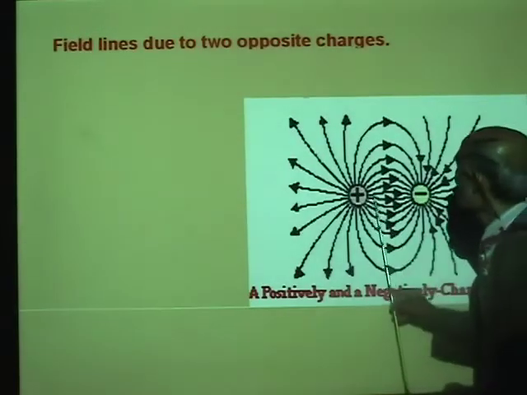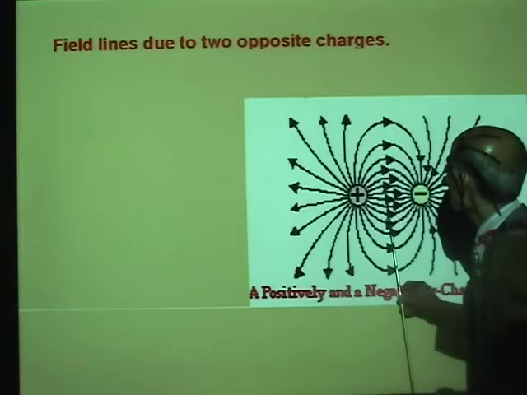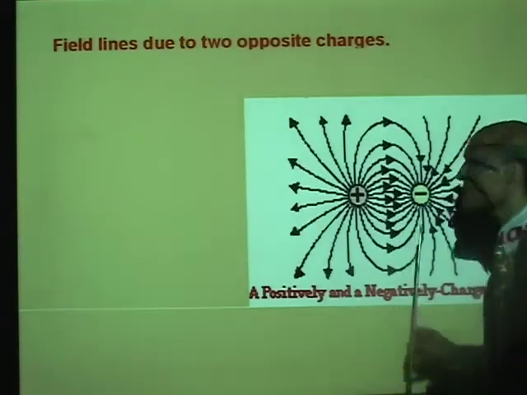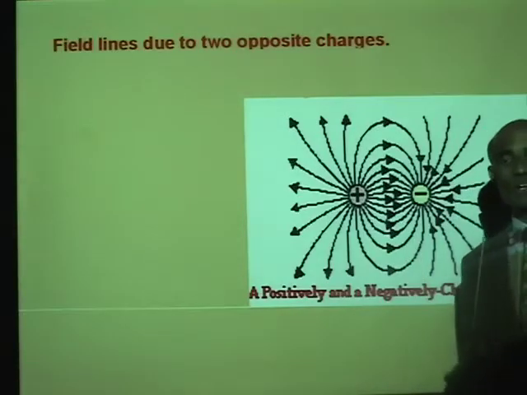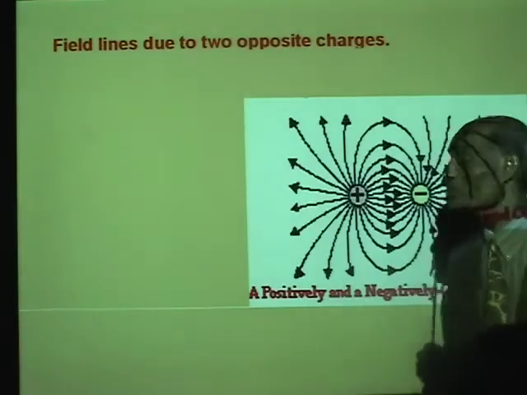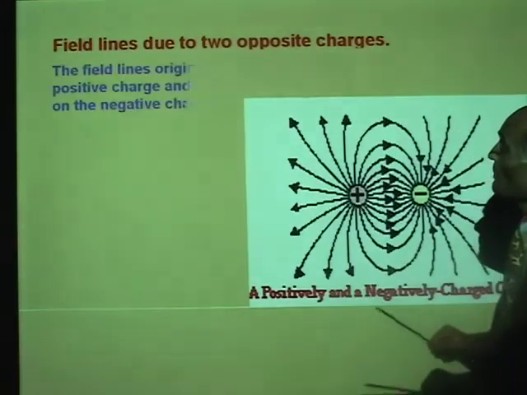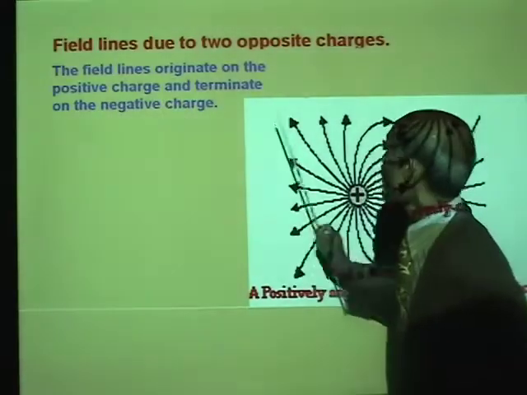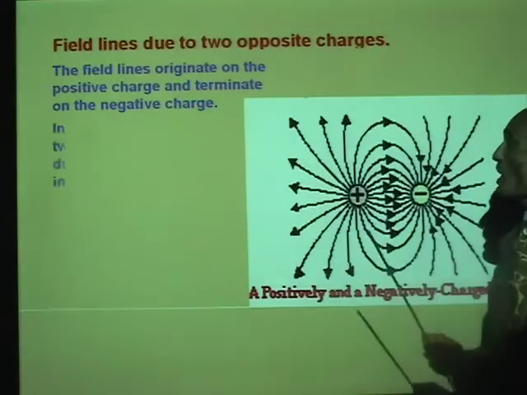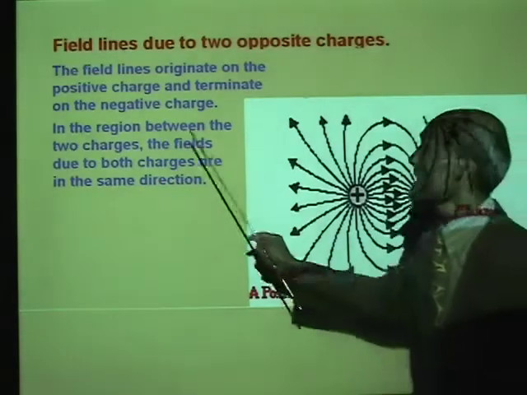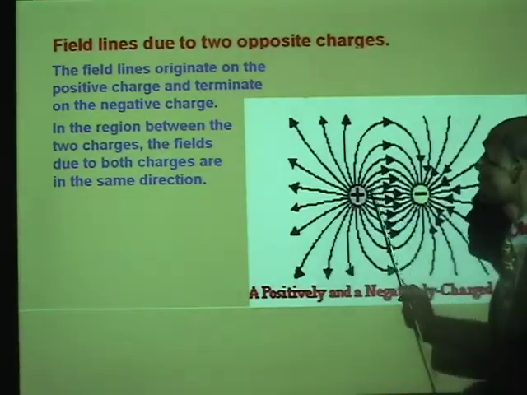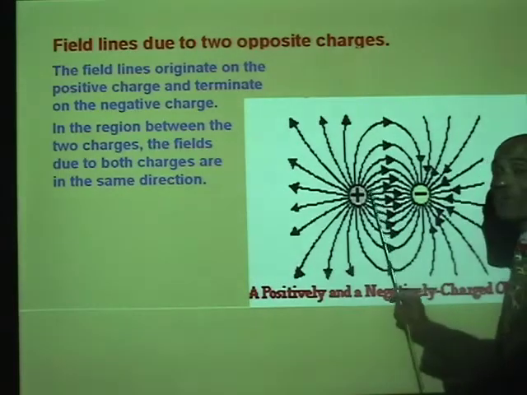You can see, if you look at areas here, there are some regions where the electric field lines are almost parallel. What does that mean? It means the electric field is almost uniform. All right. The field lines originate on the positive charge and terminate on the negative charge. In the region between the two charges, the fields due to both charges are in the same direction.